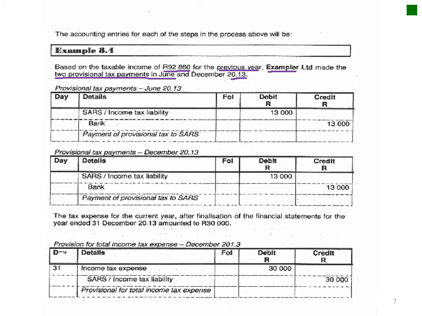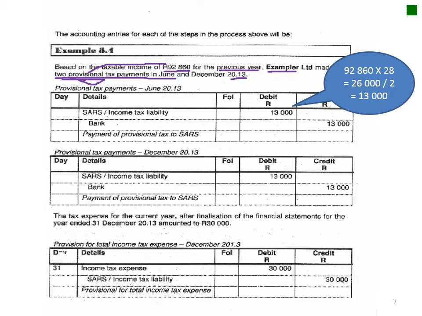When you make provisional tax payments, you always make these tax payments based on your last taxable income amount. So the tax payments would be calculated as 92,860 times 28%. That gives us 26,000 is the tax owing on 92,860. We divide that by 2 and we make one payment in June and we make another payment in December. So this company paid 13,000 in June and 13,000 in December.